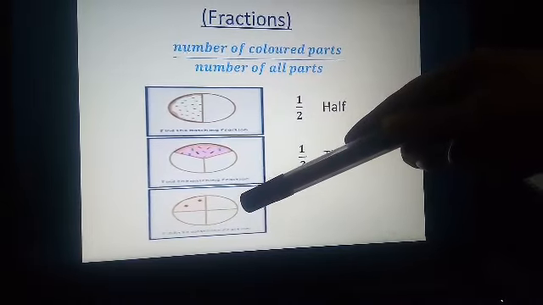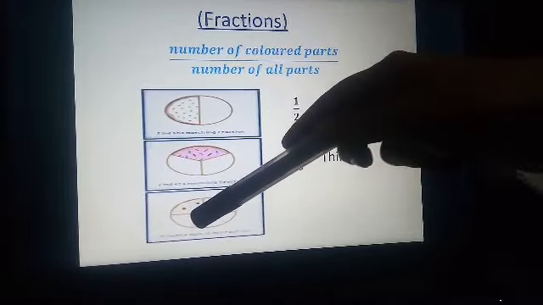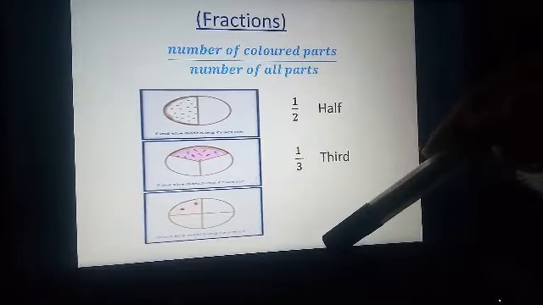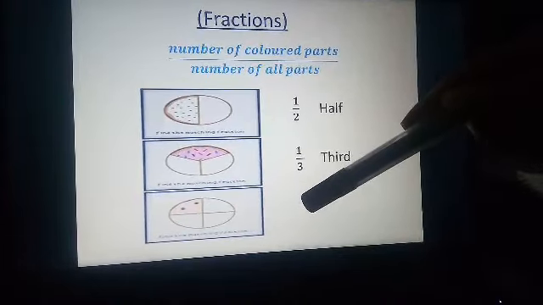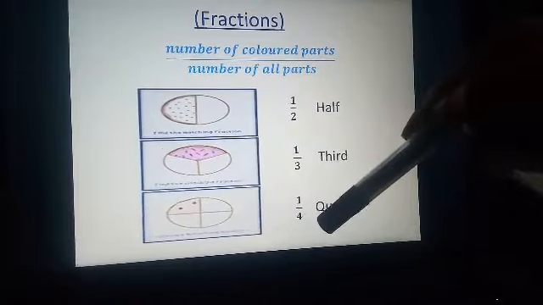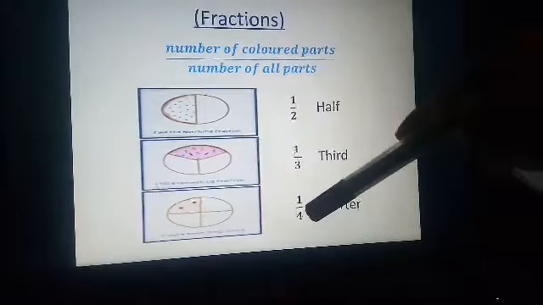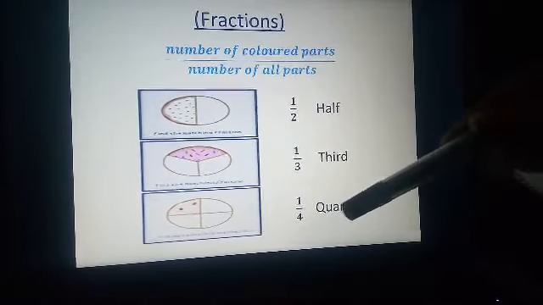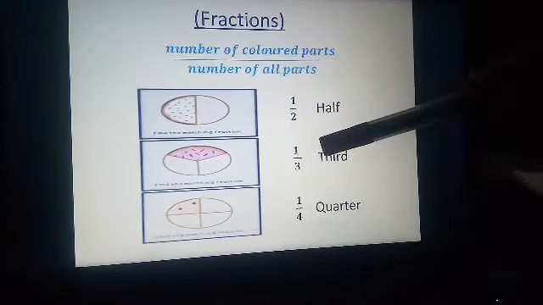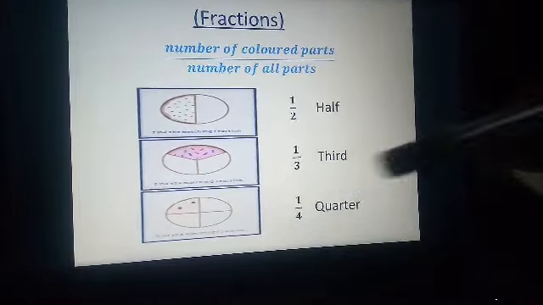Let's have a look here. I have a circle and I divided it into 4 equal parts. 1, 2, 3, 4. And I colored only one part. How to write it as a fraction? I will make a small line and I will write up the number of colored parts, just one part. And I will write down the number of all parts, count them. 1, 2, 3, 4. And this fraction is called quarter. Half, third, quarter. Let's continue.